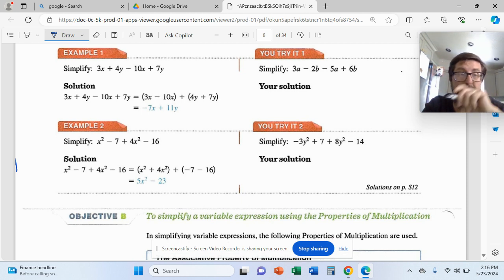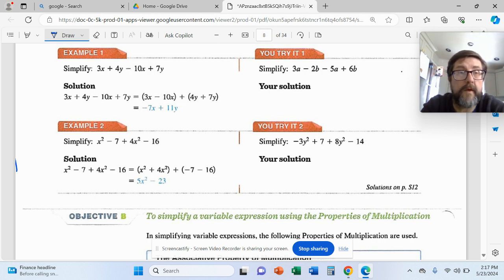Example 1. I will help you with this, then I'm going to say pause. If you don't want to listen to me, you could hit pause right now so you don't have to listen, but 3x plus 4y minus 10x plus 7y. Well, let's split them apart. We have 4y and 7y. That should be 11. 4 plus 7 is 11, and then you tag the y on. It's 11y, I think.